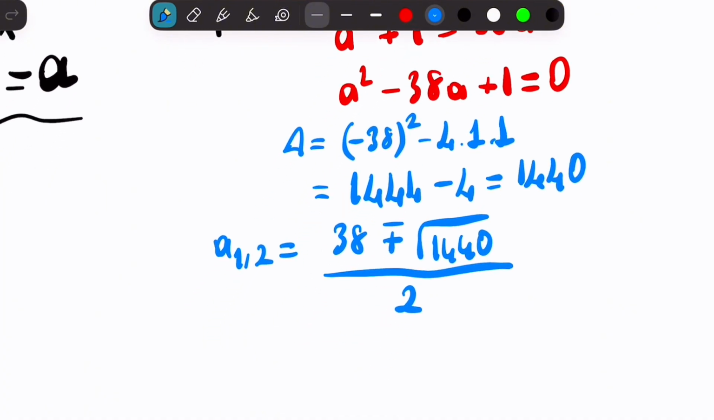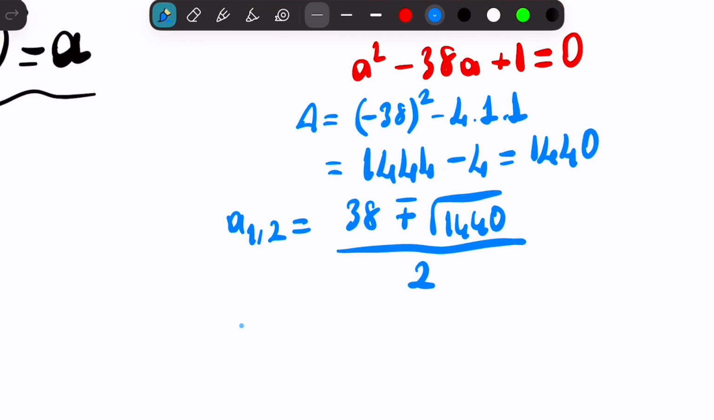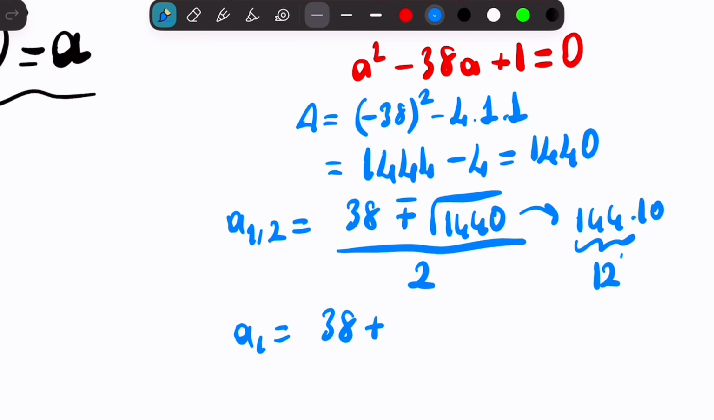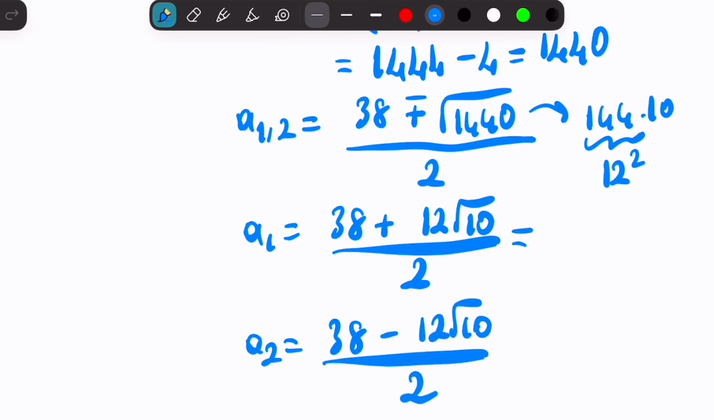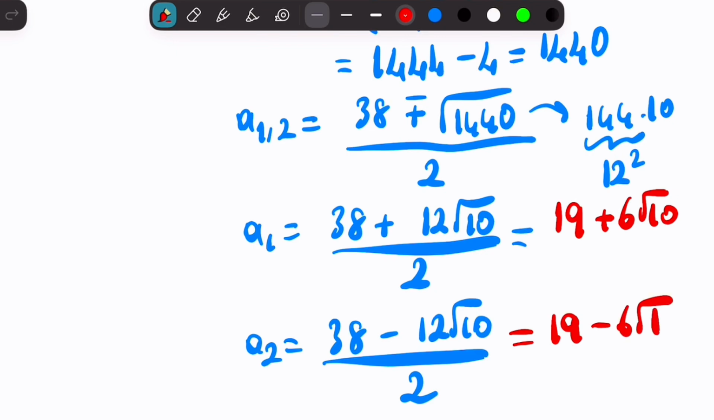Of course, I can write them better. If I want to separate, let's take the expression I called a1 as follows: 38 plus this 1440 number, which is 144 times 10. The square root of 144 is 12, I can write it in this form. Then if this goes out, 12 times the square root of 10 divided by 2. What will happen to the value we call a2? We will get 38 minus 12 times the square root of 10 divided by 2 as a result. If we simplify them a little more, what will happen? 19 plus 6 times the square root of 10, and the expression here is 19 minus 6 times root 10.